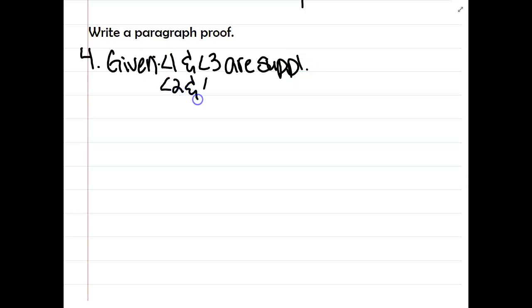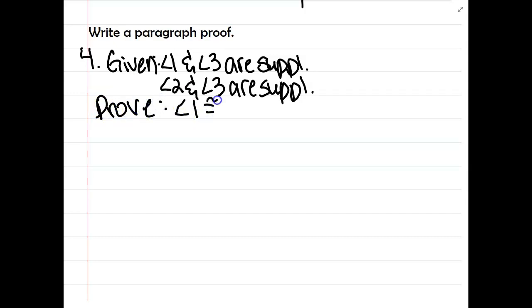We are going to be given angles 1 and 3 are supplementary, and angles 2 and 3 are supplementary. We want to prove that angle 1 is congruent to angle 2. Angle 1 is congruent to angle 2.